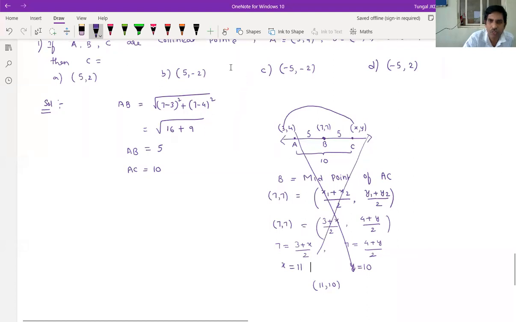Are all of you following? Right, sir. C is the midpoint of AB, that we have to do, right? Not understanding, sir. Wait. So now, suppose I am writing, AB distance we are getting 5, AC distance we are getting 10. Then the C point we have to calculate.